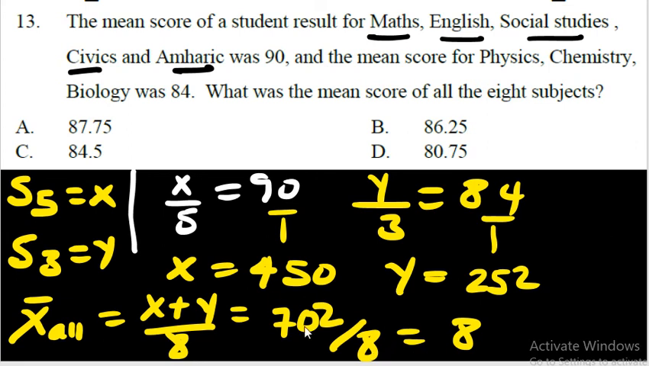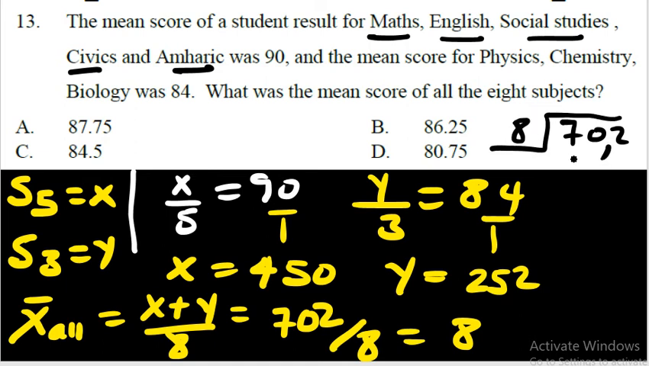So it's going to be 8 when you divide. 70 divided by 8 will be 8 times. 8 times 8 will be 64. So what is the remainder? You can divide by the long division process. For that purpose, if you want, 702 divided by 8.